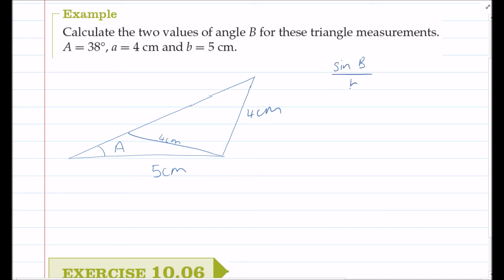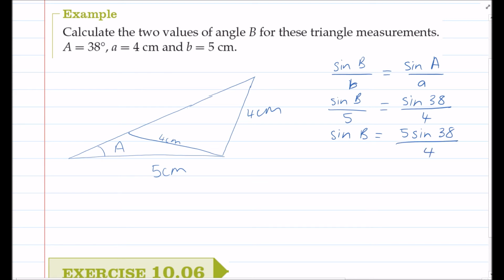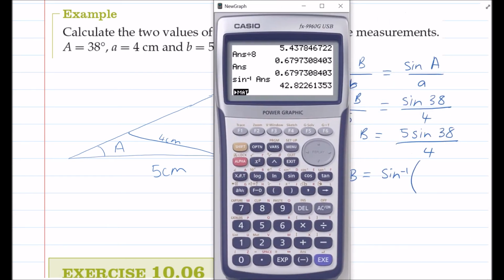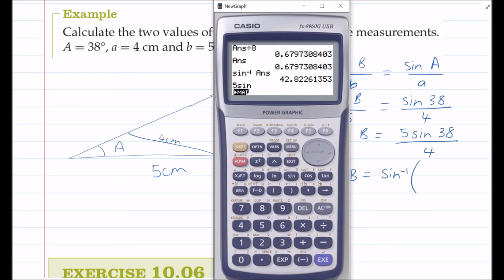I'm going to write sine B over B, and I'm writing sine on top because we're looking for an angle, equals sine A over little a. B is the angle we're looking for, so we'll just leave that in. But side B is 5 centimeters, and that's equal to sine of A, which is 38 degrees, over little a, which is 4. So timesing both sides by 5, sine B is going to be 5 times sine 38 over 4, and B is going to be equal to sine inverse of all of that, which I'll just work out on my calculator and write that in.